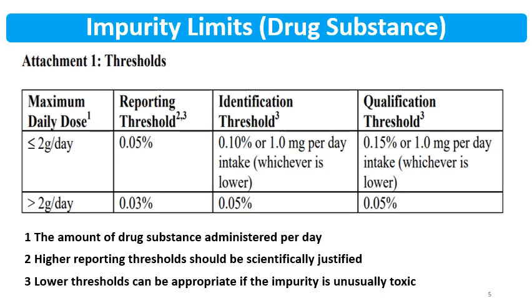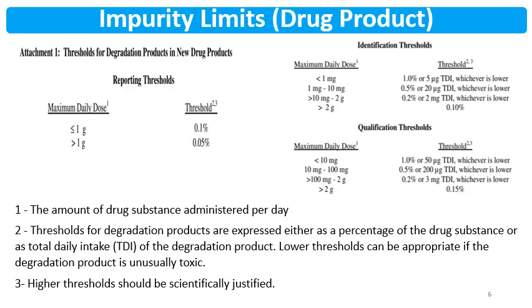Now, for a 2 gram per day dose, the limits are given, and above 2 grams per day, the limits are given. This is for drug substance. Now we will go to drug product. Here, the maximum daily dose is given, and based on this, the reporting threshold, identification threshold, and qualification threshold are given. So, like the justification required for drug substance, similarly, the justification is required for drug product.